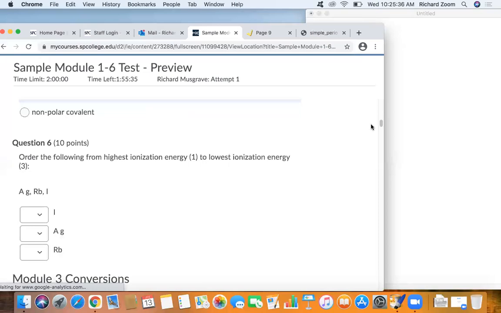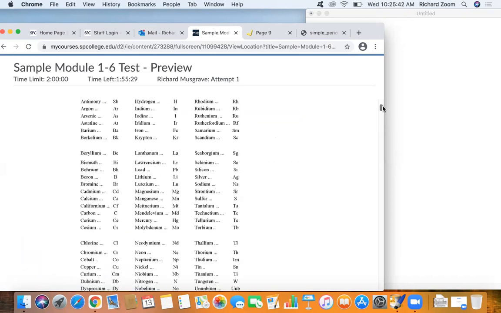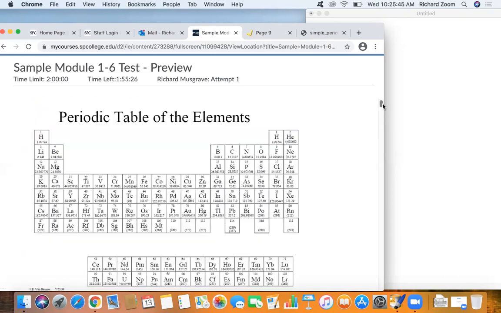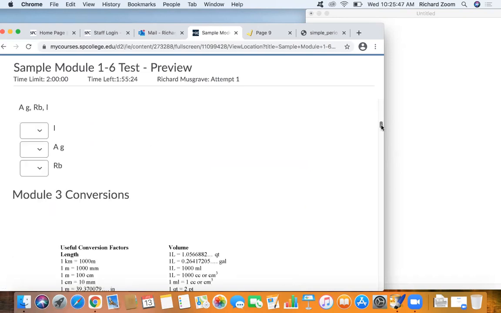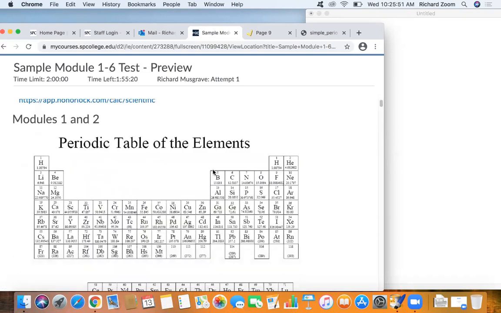The next one, ionization energy. It's looking for the highest ionization energy to the lowest in this case. And it was A, G, R, B, and I, I think. Yeah, A, G, R, B, and I. So the highest ionization, you've got I, you've got A, G, and you've got R, B. They all happen to be in the same row here. You can see them there.